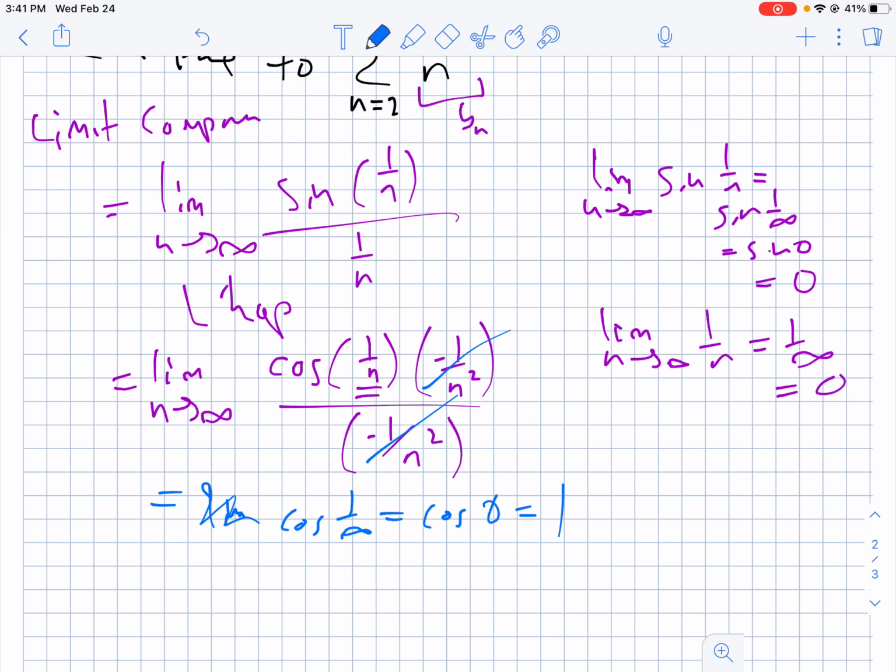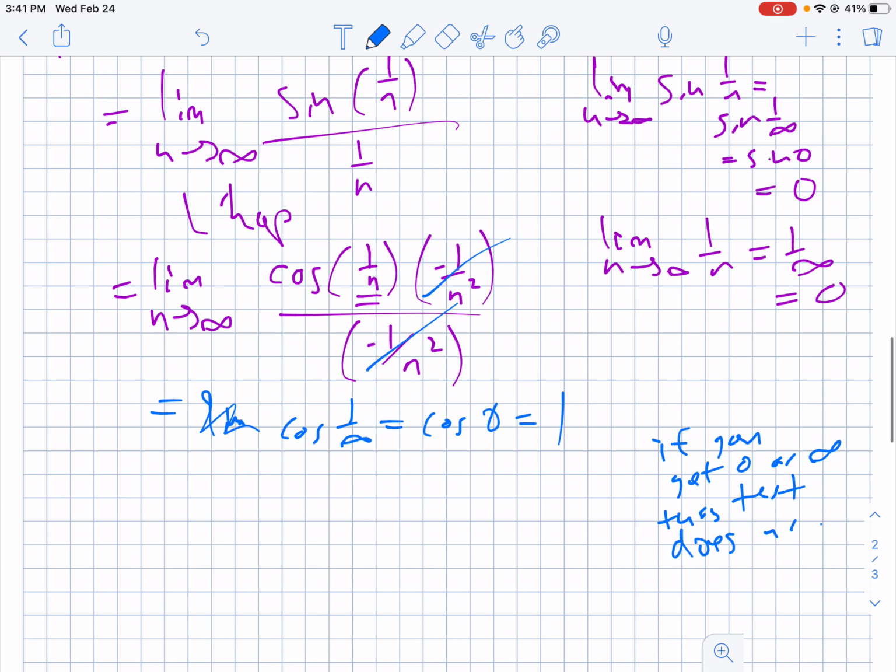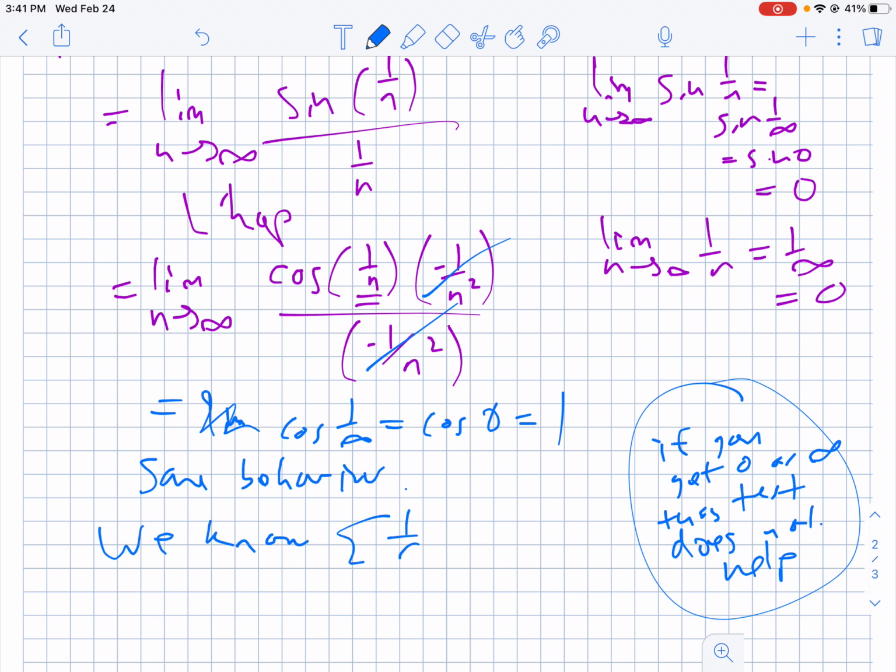Again, the number you get doesn't matter. And if you get 0 or if you get infinity, this test doesn't help. So if we took this limit and we got 0, this test would be inconclusive and we'd have to do something else, like maybe the integral test. But anyway, because we got this number, that means that they have the same behavior. Now, we know that the series of 1 over n diverges. The harmonic series is a famous series, p-series, whatever. So that tells us that the series of sine of 1 over n also diverges. Okay. So that's the limit comparison test, and that's how it works.